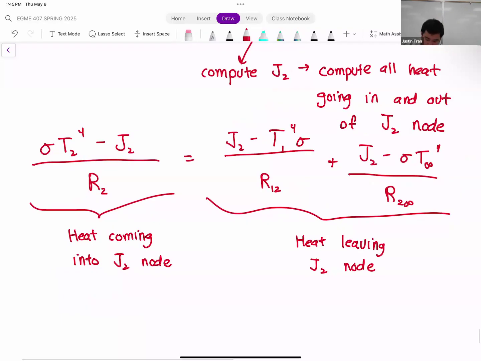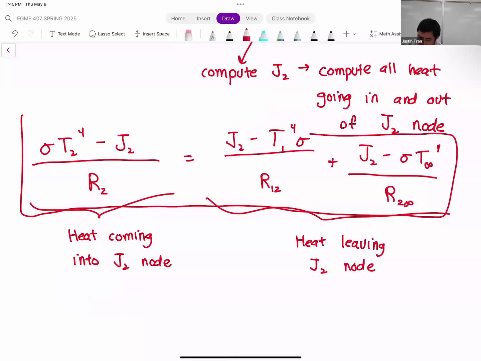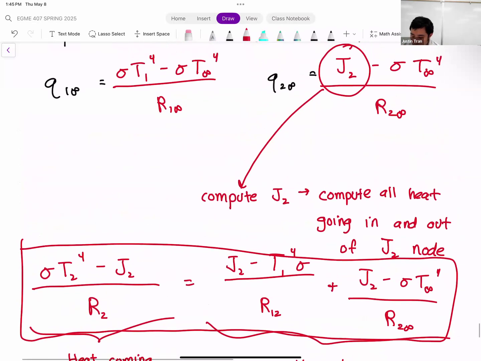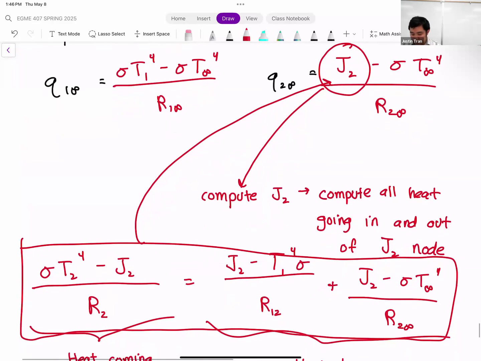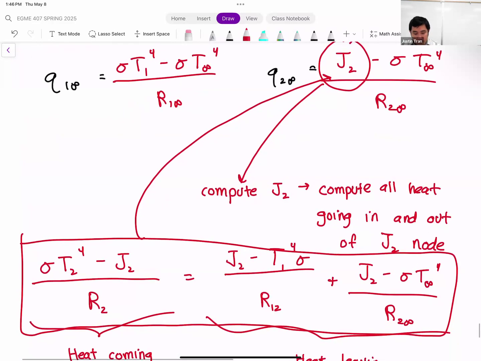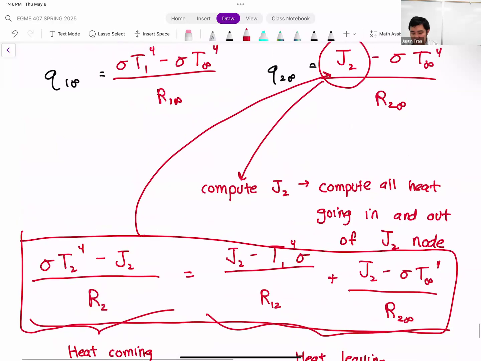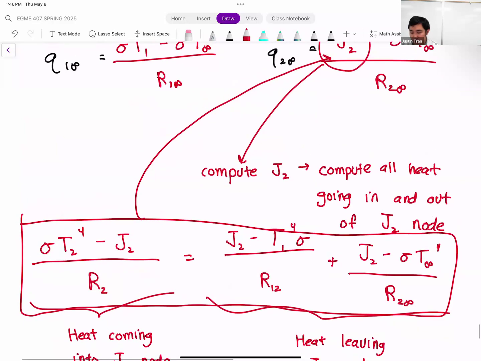Okay, because with this equation right here, even though it's a lot of terms, we actually have the values for everything here except for J2. So you're going to use this equation to solve for J2, and then plug that J2 into this equation to solve for Q2 infinity. All right, I know that was kind of rushed, but hopefully with at least the equations here, you have everything you need to go and plug it in.